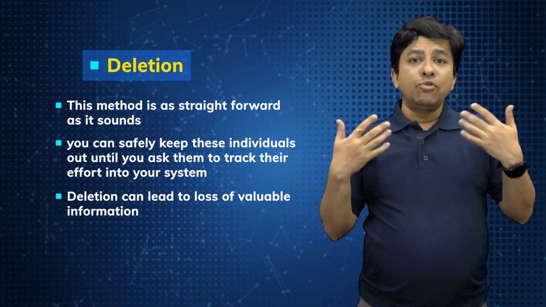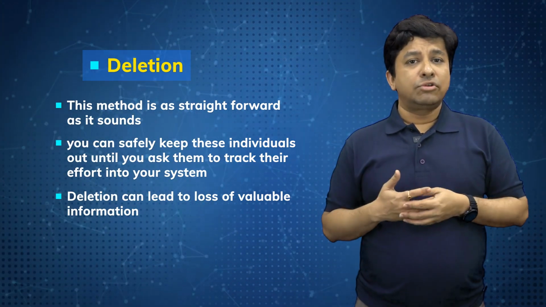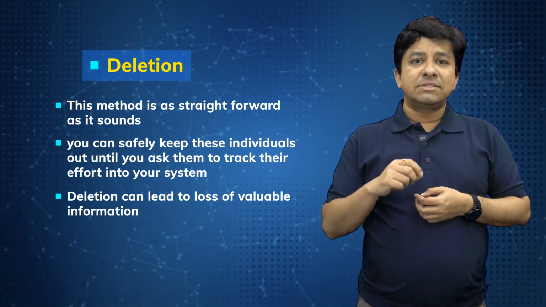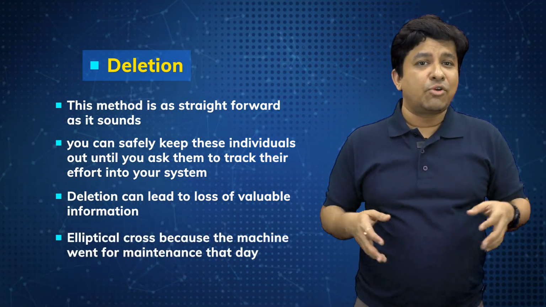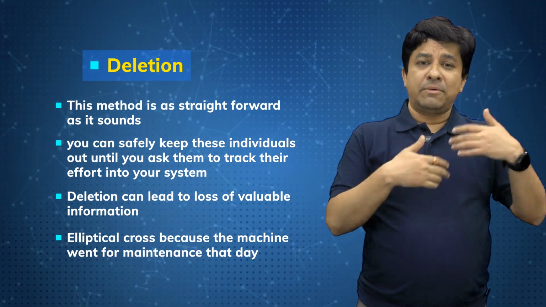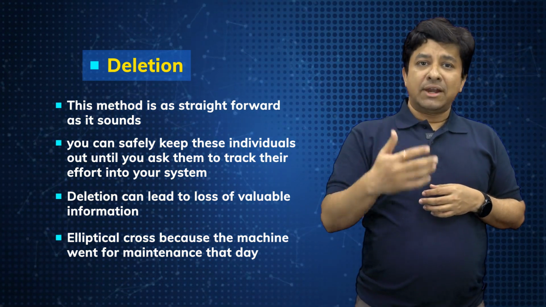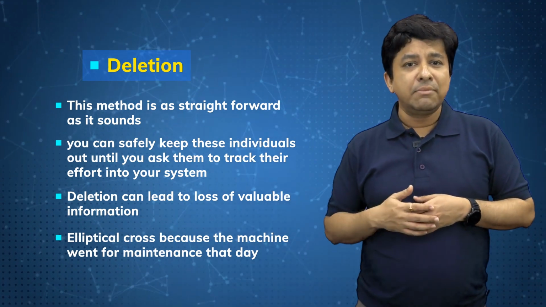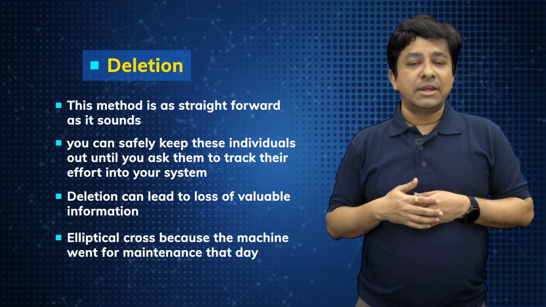If only a few variables have missing values, then you could work with them. Let's suppose that these individuals did not record an exercise on the elliptical cross trainer because that machine went for maintenance that day. That doesn't mean you want to keep them out of your analysis. So you want to estimate their effort on the elliptical based on patterns people follow in the gym with their effort across different equipment.